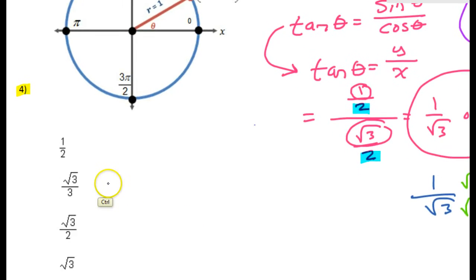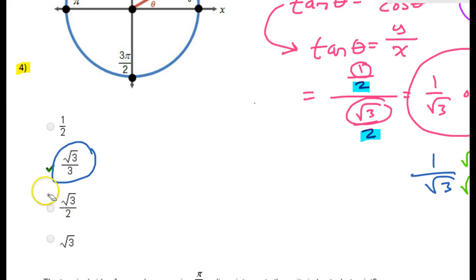Anyway, so the answer is radical 3 over 3. Let's do the reveal. Check mark. That's the right answer.